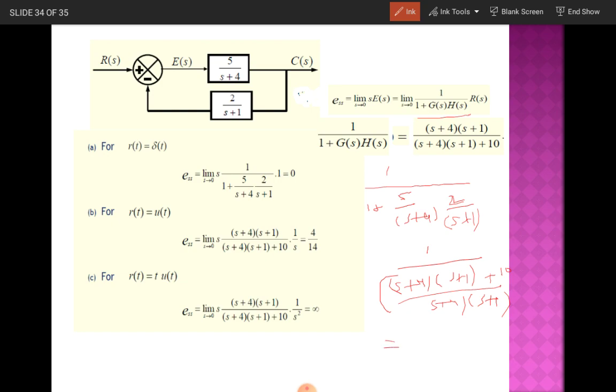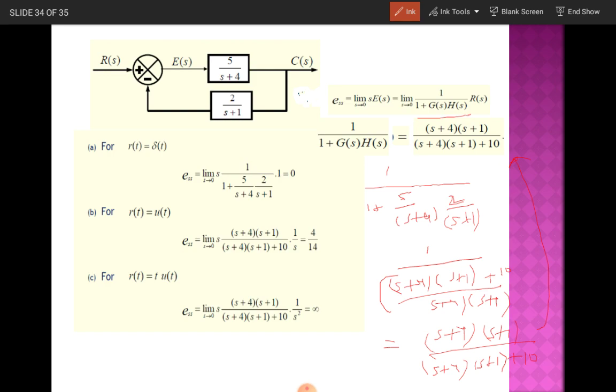So finally you can write s plus 4 into s plus 1 divided by s plus 4 into s plus 1 plus 10. So this is written here. So 1 divided by 1 plus G of s H of s is equal to s plus 4 into s plus 1 divided by s plus 4 into s plus 1 plus 10. Now you can substitute this in this expression.